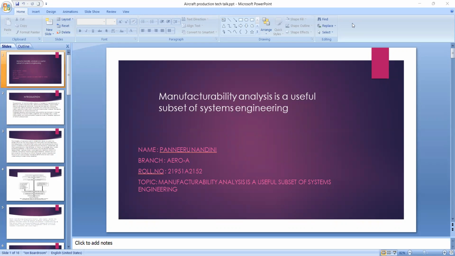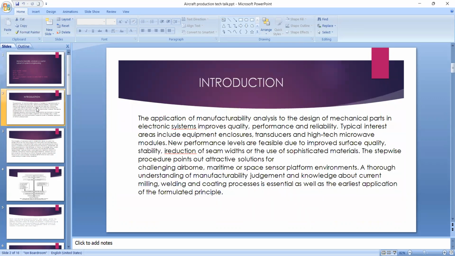Today I am going to explain manufacturability analysis, a useful subset of systems engineering. Introduction. The application of manufacturability analysis to the design of mechanical parts in electronic systems improves quality, performance, and reliability. Typical application areas include equipment enclosures, transducers, and high-tech microwave modules.